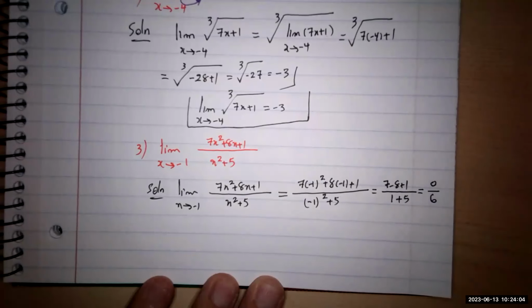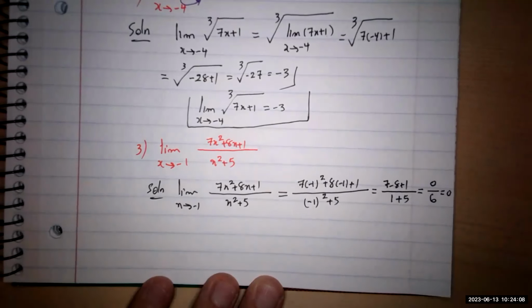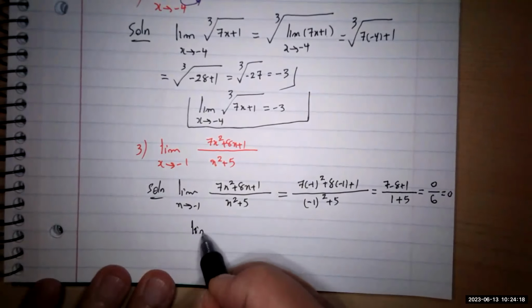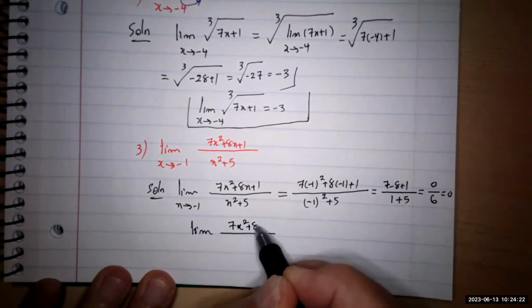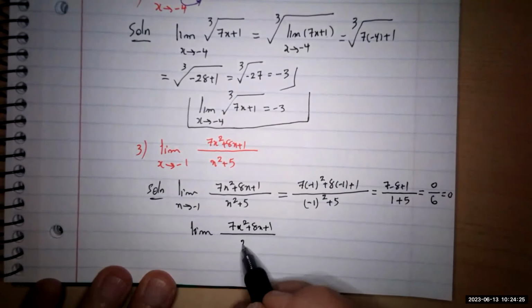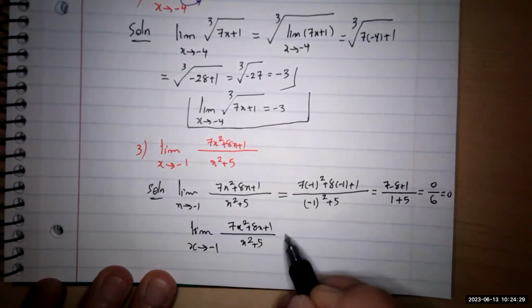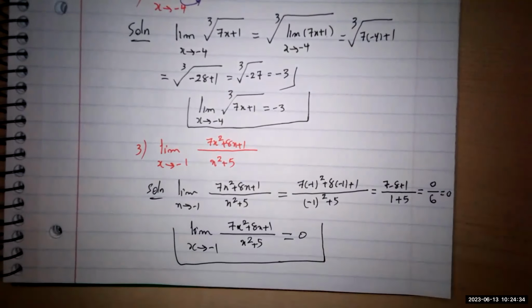And you know that 0 divided by any nonzero number is equal to 0. Some people just stop at 0/6, which is not correct. You have to continue and get it. So the limit is 0. So the limit of 7x squared plus 8x plus 1 over x squared plus 5 when x goes to -1 is 0. That's case 3. Any question?